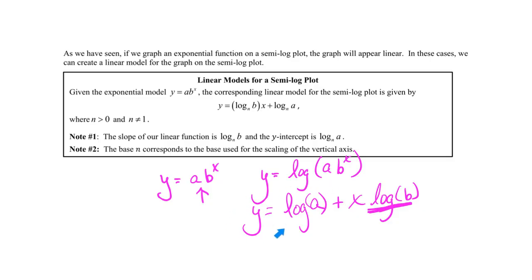So this right here would be our linear model for the semi-log plot. We would have an exponential model for our exponential graph, but this would be the linear graph that goes with those weird semi-log plots.